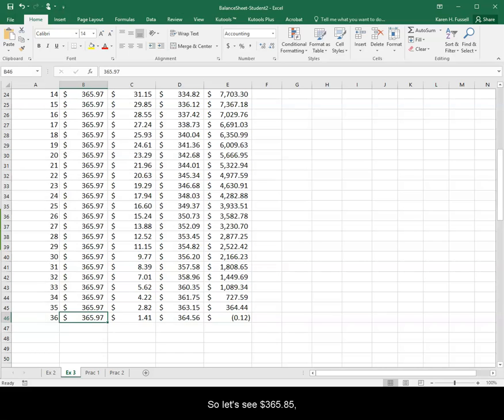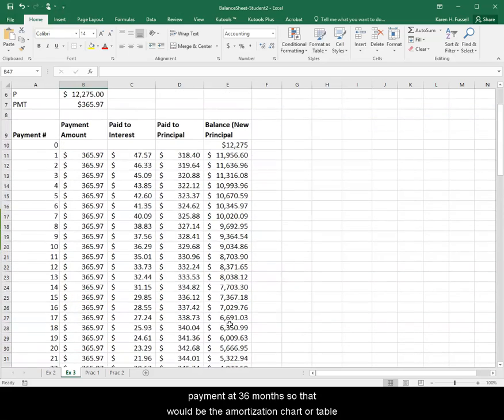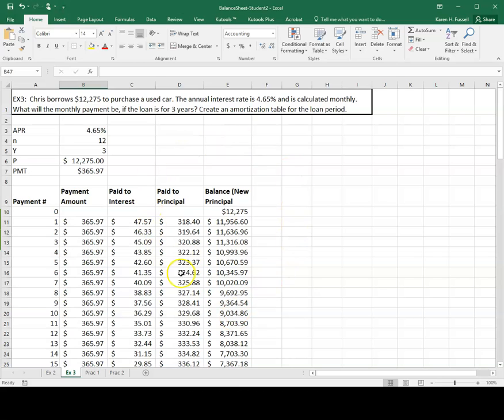So let's see, 365.85 maybe. And subtracted that 12 cents that was extra off of our payment. So 365.85 would be our last payment at 36 months. So that would be the amortization chart or table for Chris's used car.